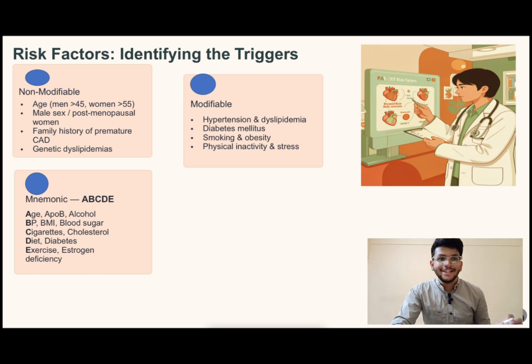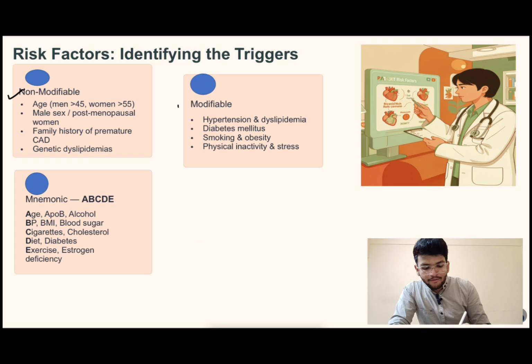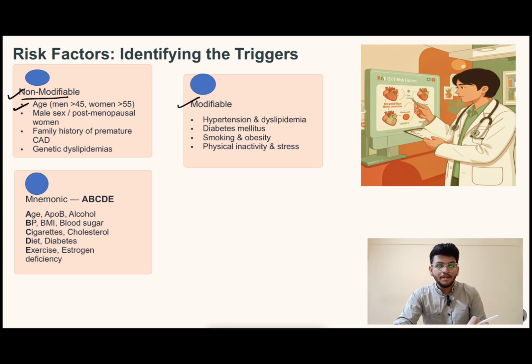Now let us learn the risk factors that identify the triggers of ischemic heart disease, which are non-modifiable and modifiable. Non-modifiable are age, that is more than 45 in men and more than 55 in women. It is common in male sex and in post-menopausal women. Also the family history of premature coronary artery disease and genetic dyslipidemia.